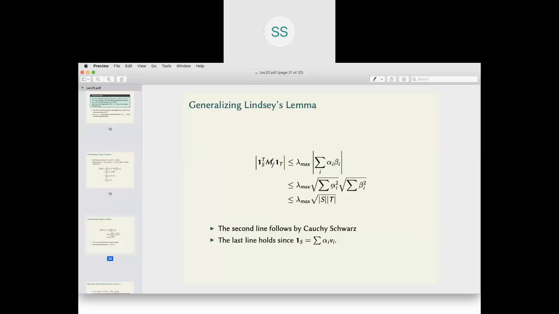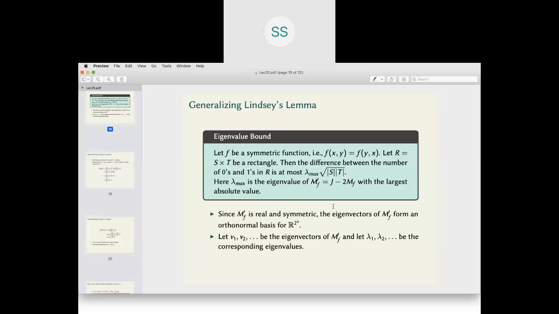And since alpha i are the coefficients corresponding to the resolution of the indicator vector of S, the sum of alpha i squared is the same as the norm squared of that vector, which is the size of S. Similarly, the sum of beta i squared is the size of T. So thus we get the eigenvalue bound.